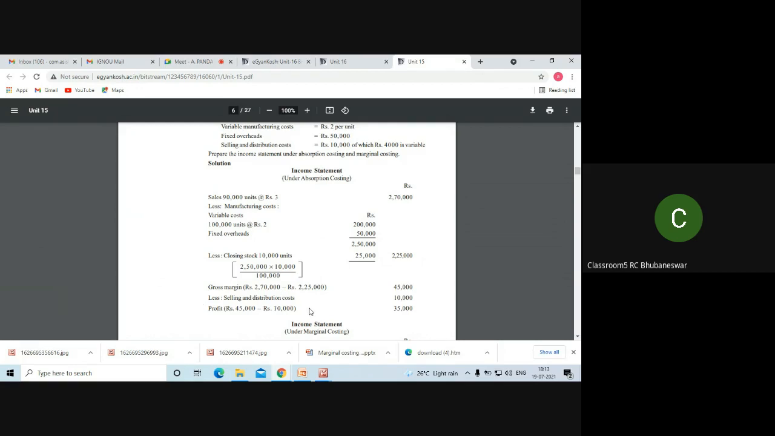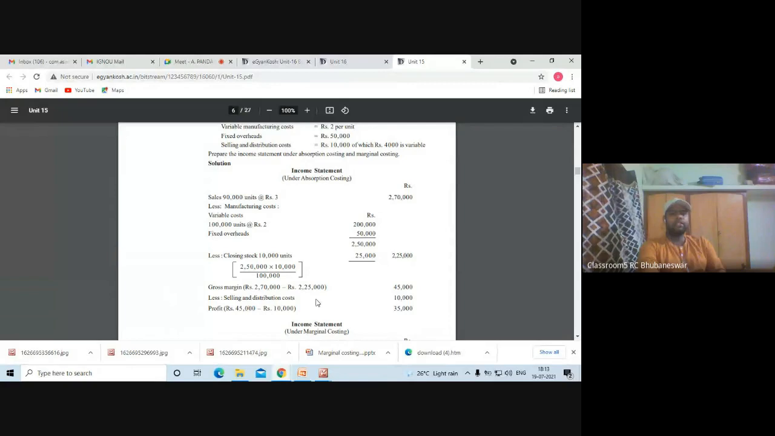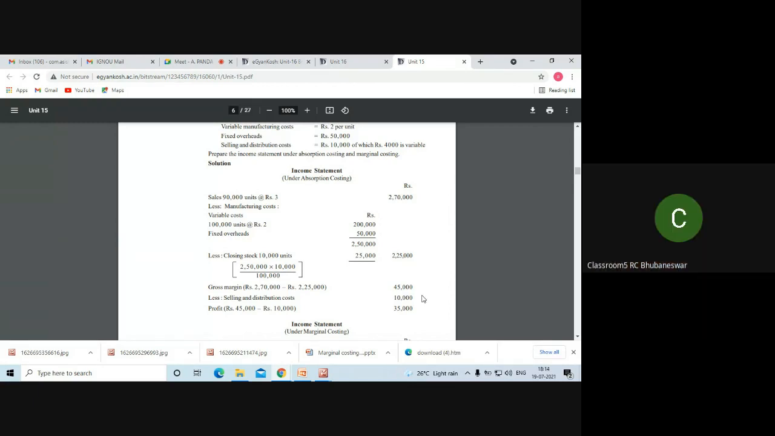Less selling and distribution overhead is also there. So its cost is how much? It is given 10,000, including fixed cost 6,000, variable 4,000. No segregation will be made because everything will be taken into account. So here 10,000 is taken. So whatever is left, that is the profit or loss. As surplus is there, it is becoming profit. So 45 minus 10, it is becoming 35,000 profit.